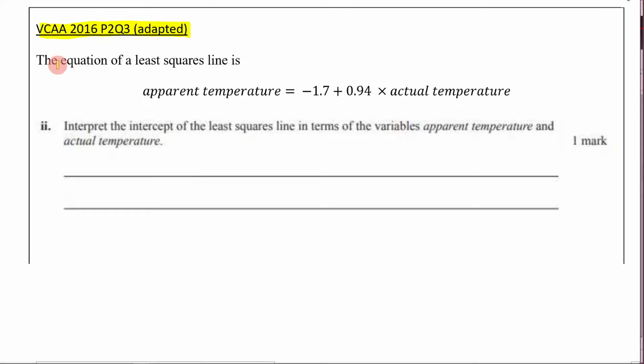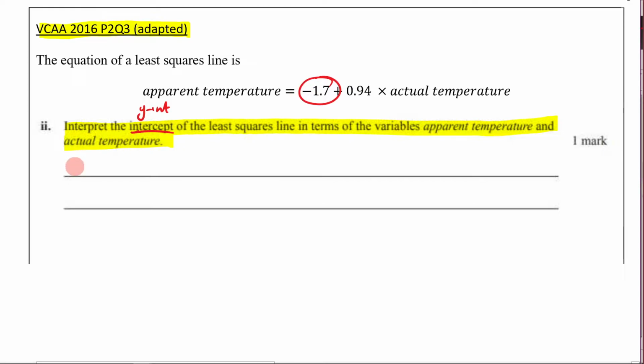Okay, so the equation of a least squares line is this right here. Interpret the intercept of the least squares line in terms of the variables apparent temperature and actual temperature. So we need to talk about the intercept, which is the y-intercept, obviously. So that means we're concerned with this negative 1.7. So what are we going to write?